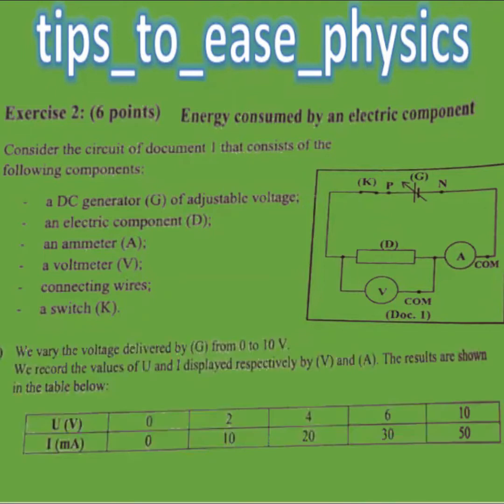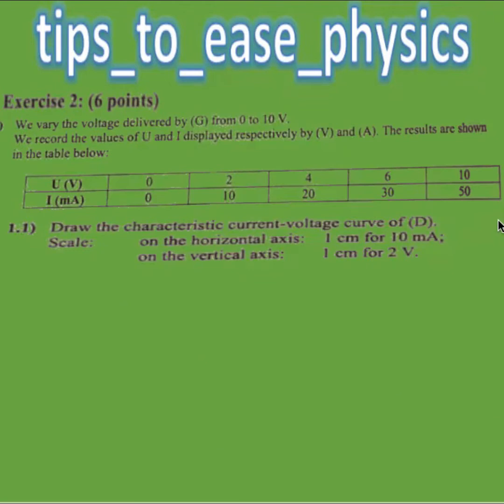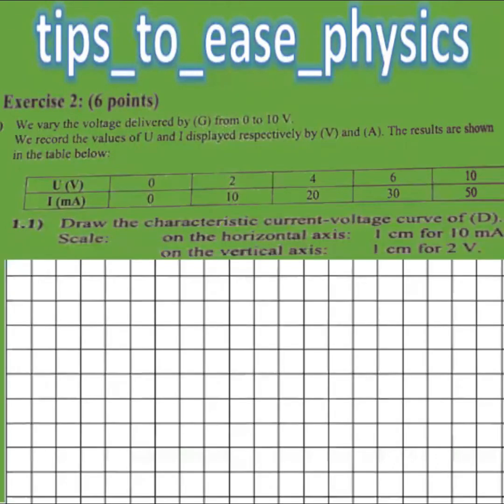Part 1. We varied the voltage delivered by the generator G from 0 to 10 volts. We record the values of U and I displayed respectively by V and A, the result as shown in the table below. Number 1.1. Draw the characteristic current-voltage curve of D. Take the scale on the horizontal axis 1 cm for 10 milliamp, on the vertical axis 1 cm for 2 volts. We'll use the graph paper to draw the graph.